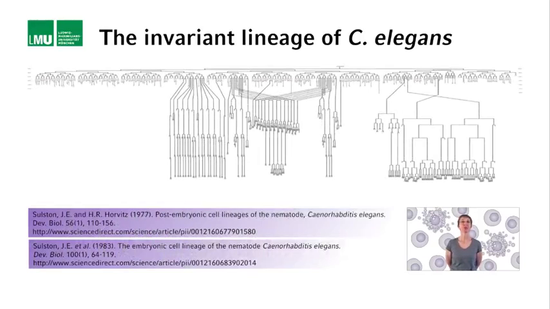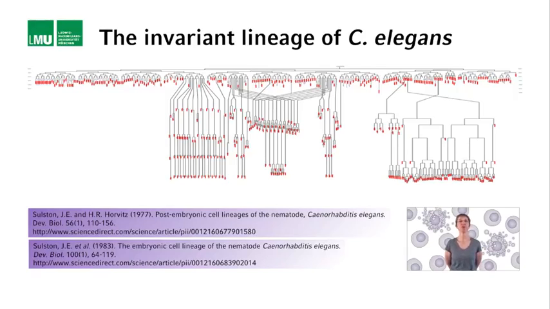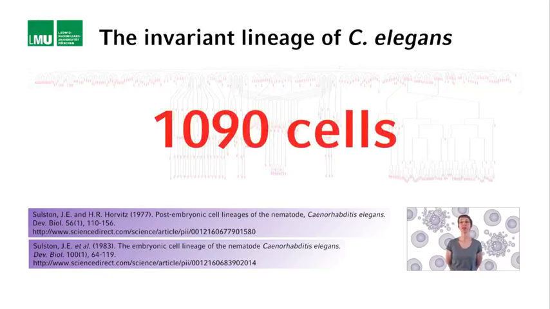Remember, each of the vertical lines represents a cell. If I gave you an assignment and asked you to count the vertical lines at the end of all of the sublineages, you would actually come up with a number other than 959. You would come up with 1,090 vertical lines and therefore 1,090 cells. Why is that? What process could reduce the number of cells from 1,090 to 959?